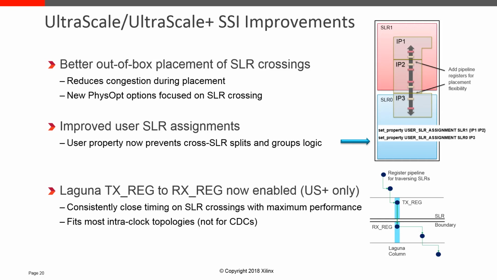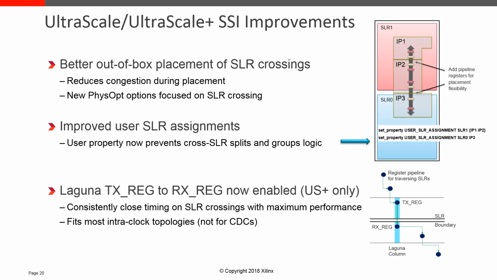A good portion of 2018.1 has focused on improving both partitioning and the placement of SLR crossings. There is now better out-of-box placement of SLR crossings to reduce congestion created during placement, and new Phys Opt options that focus on improving SLR crossings exclusively to achieve the fastest possible speeds.